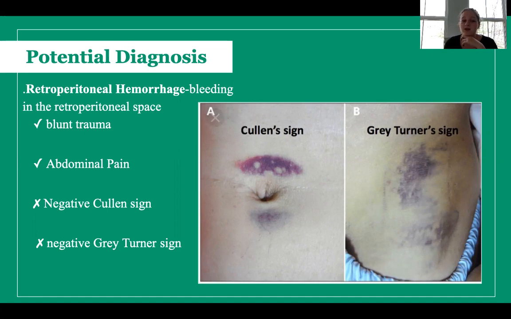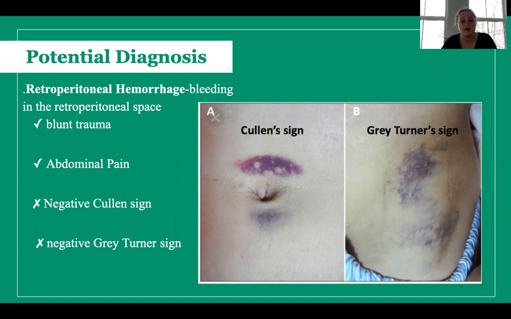However, I do not think that this patient is suffering from a retroperitoneal hemorrhage. His pain was in his left upper quadrant when he was suffering from abdominal pain, and most of the time, patients suffering from this experience pain more in their hips and lumbar area.